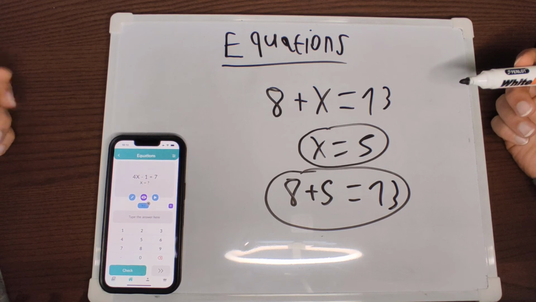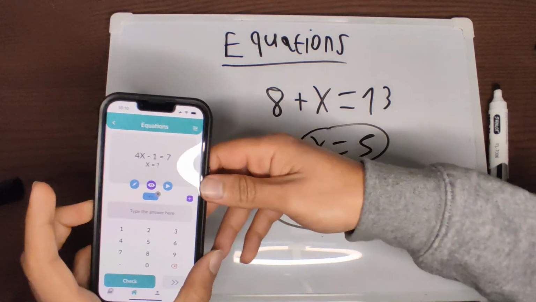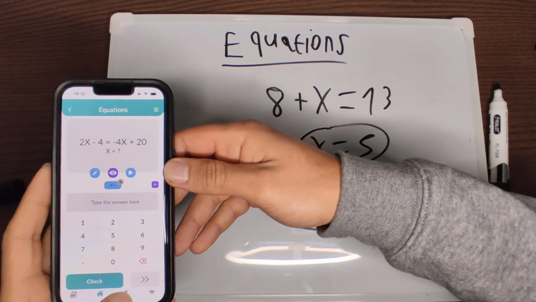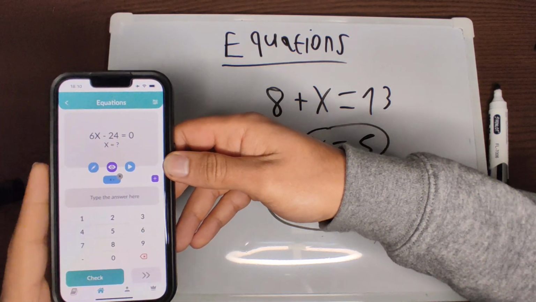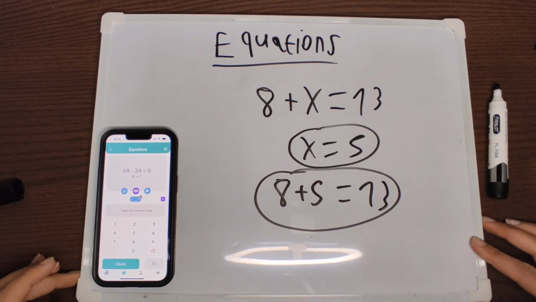In the next videos, we will see more complex equations like this one, and we have a lot here. Wait for it and stick with us.